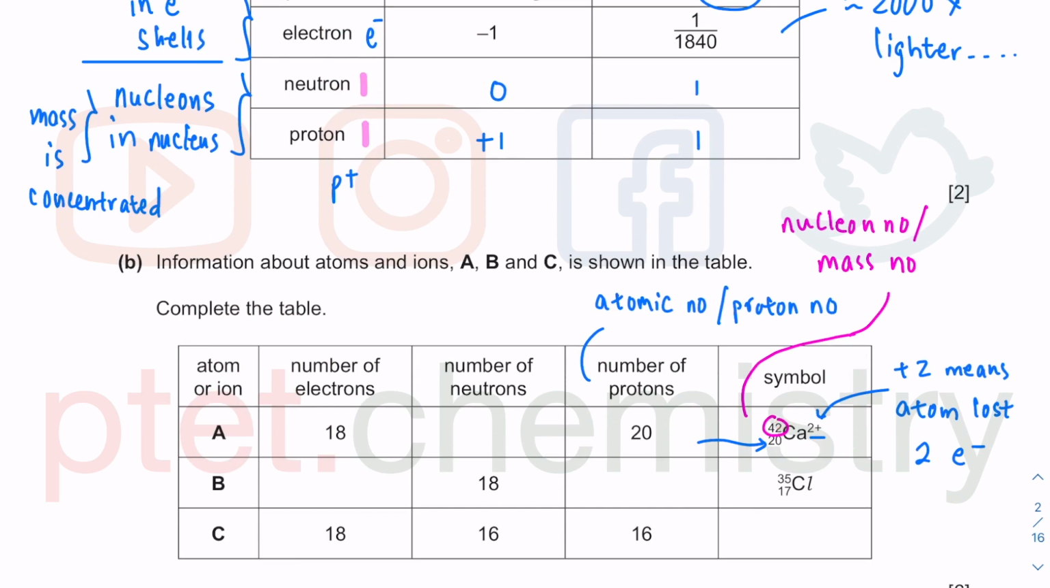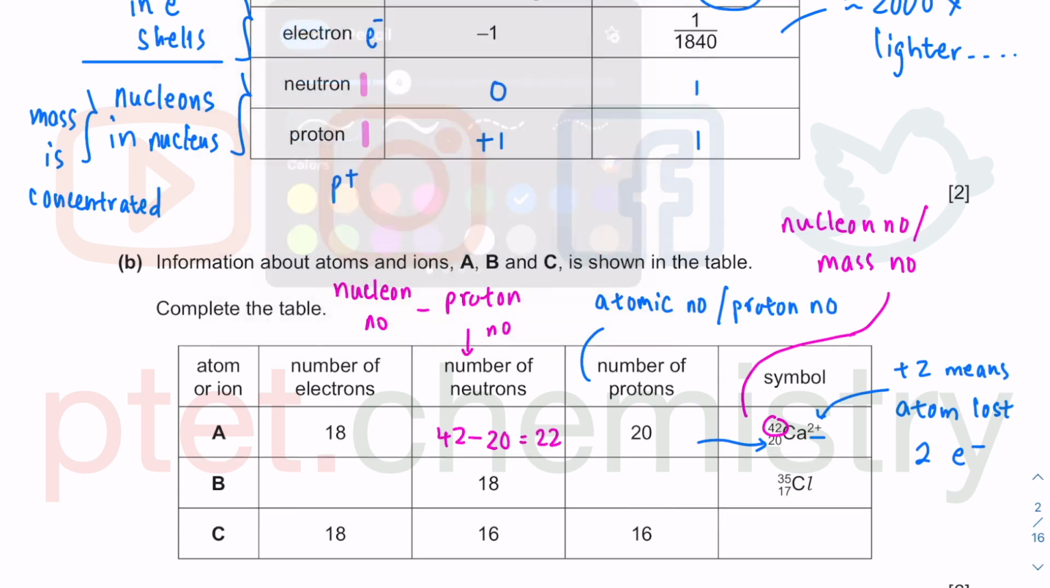So to find out the number of neutrons, you do the nucleon number or the mass number, take away the proton number or the atomic number. So here we have 42. I'm going to take away the number of protons, which is 20, and I'm left with 22 on my calculator. Here, this is chlorine. This is element number 17. So the number of protons there is actually 17.